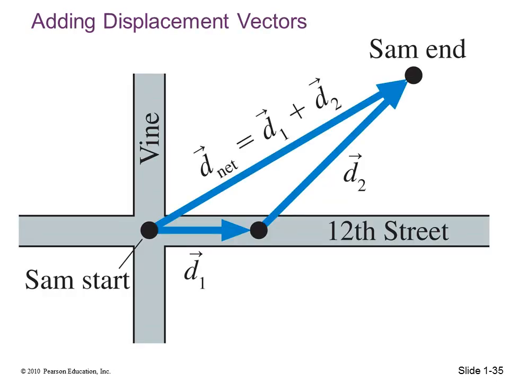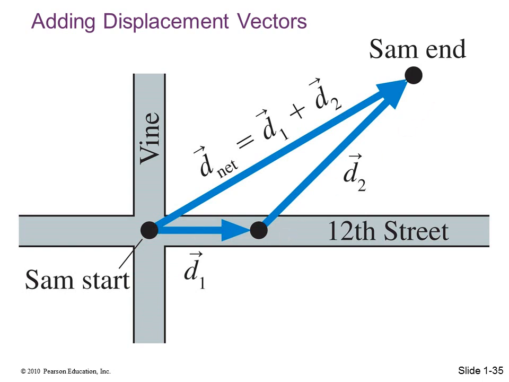Right here, we can add displacement vectors. Sam starts here, heads east, and then he heads northeast here. If I ask what his net displacement is, I have to start from the very beginning of the first vector and draw a vector arrow to the tip of the second. This is how we add displacement vectors. We call this the tip-to-tail method.